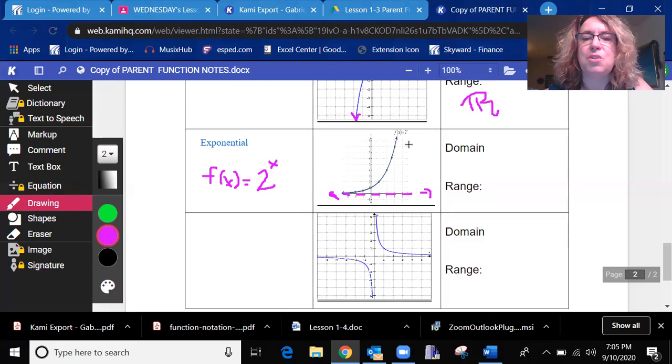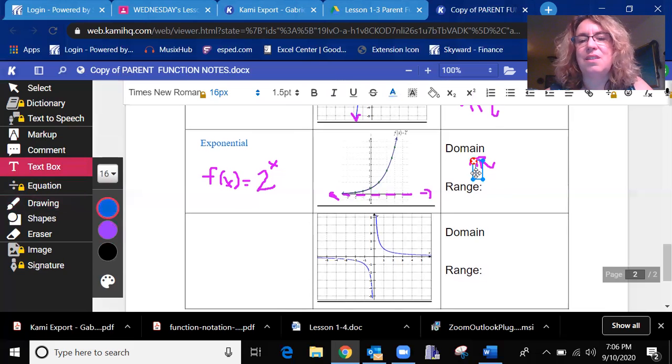Now, the domain means we're going to look to the left and look to the right. So I'm focusing on this line here, and how far to the left does it go? Yep, forever. How far to the right? Forever. So the domain, this is another example of one that is all real numbers. And that looks pretty messy, doesn't it? That doesn't even look like itself. All real numbers.